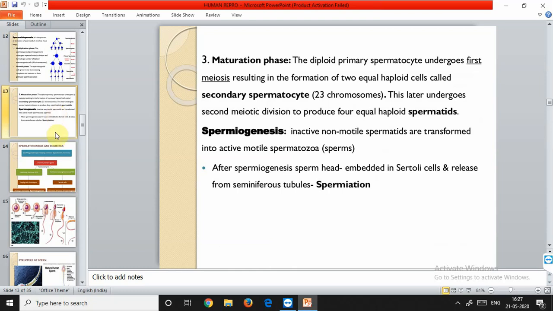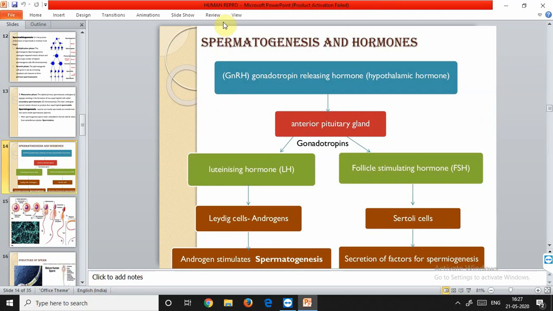Now, the hormones that are useful in spermatogenesis: the gonadotropin releasing factor, the hypothalamic hormone, secretes its secretion to the anterior pituitary. What is the function of the anterior pituitary? The anterior pituitary releases two hormones, the luteinizing hormone and the follicle stimulating hormone. LH, the luteinizing hormone, is responsible for the release of androgens. Androgens include testosterone, and the follicle stimulating hormone acts on the Sertoli cells. Sertoli cells provide the nutrition.